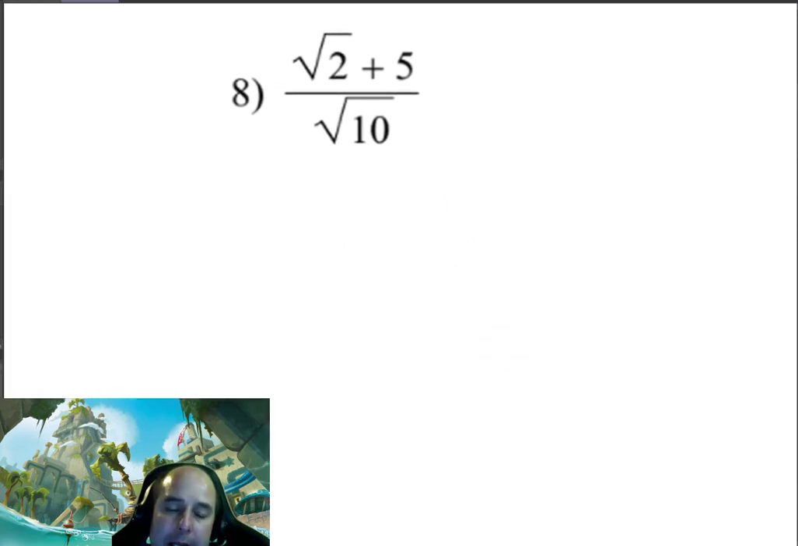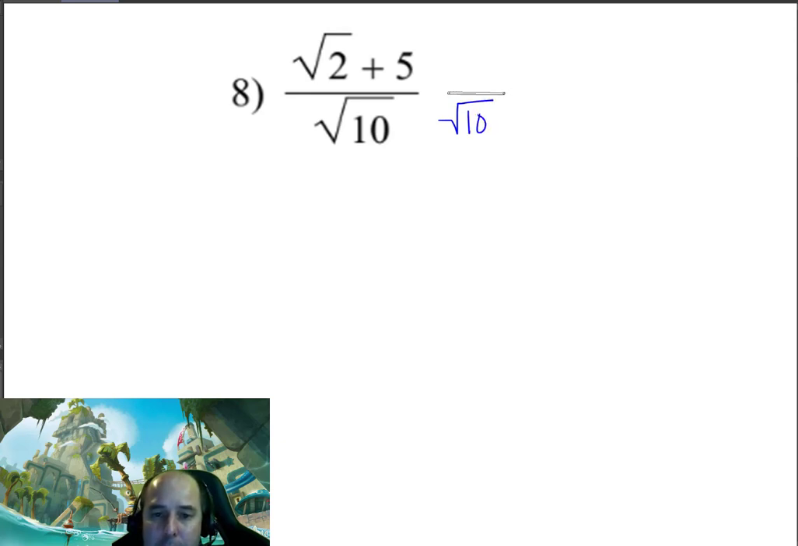Anyway, here we go. Let's go ahead and do this right now. For this one, I have square root of 2 plus 5 over the square root of 10. You're going to notice with all of these problems that one of the ways to tackle this, because this square root of 10 is in the denominator, is that we do not like radicals being in the denominator, at least not in final answers. So one of the things we're always going to do is multiply this bottom by the square root of 10.